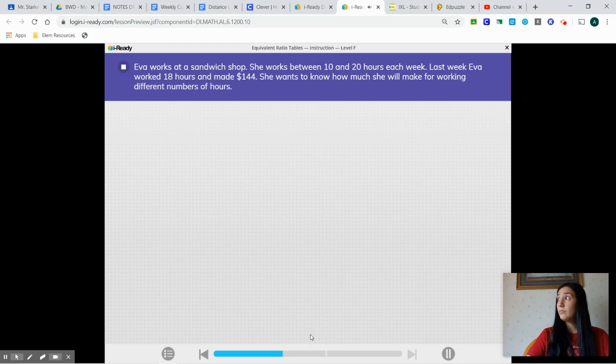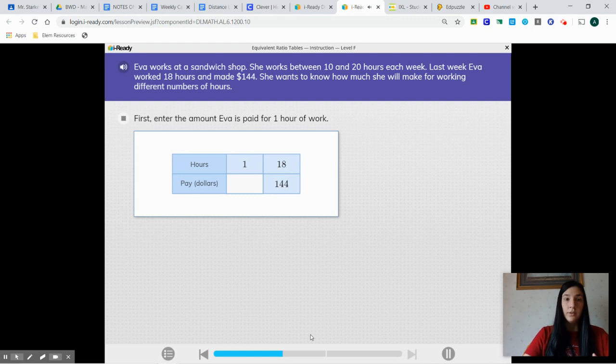Eva works at a sandwich shop. She works between 10 and 20 hours each week. Last week, Eva worked 18 hours and made $144. She wants to know how much she will make for working different numbers of hours. First, enter the amount Eva is paid for 1 hour of work.